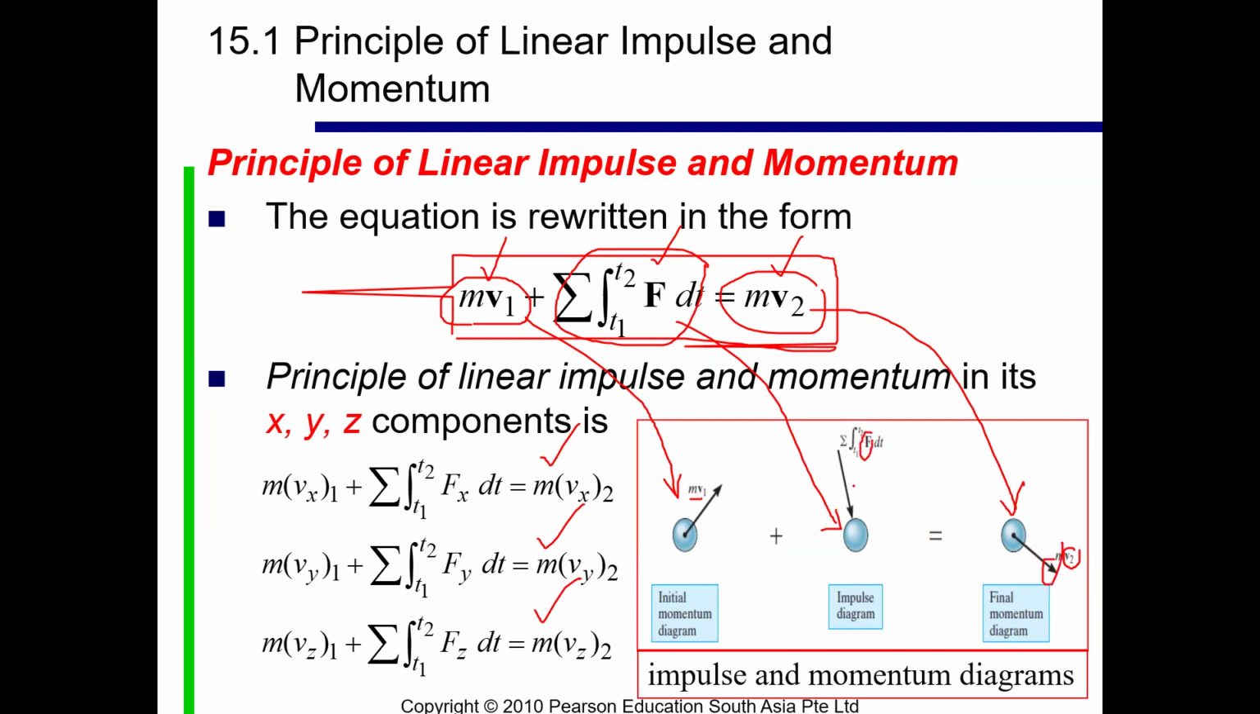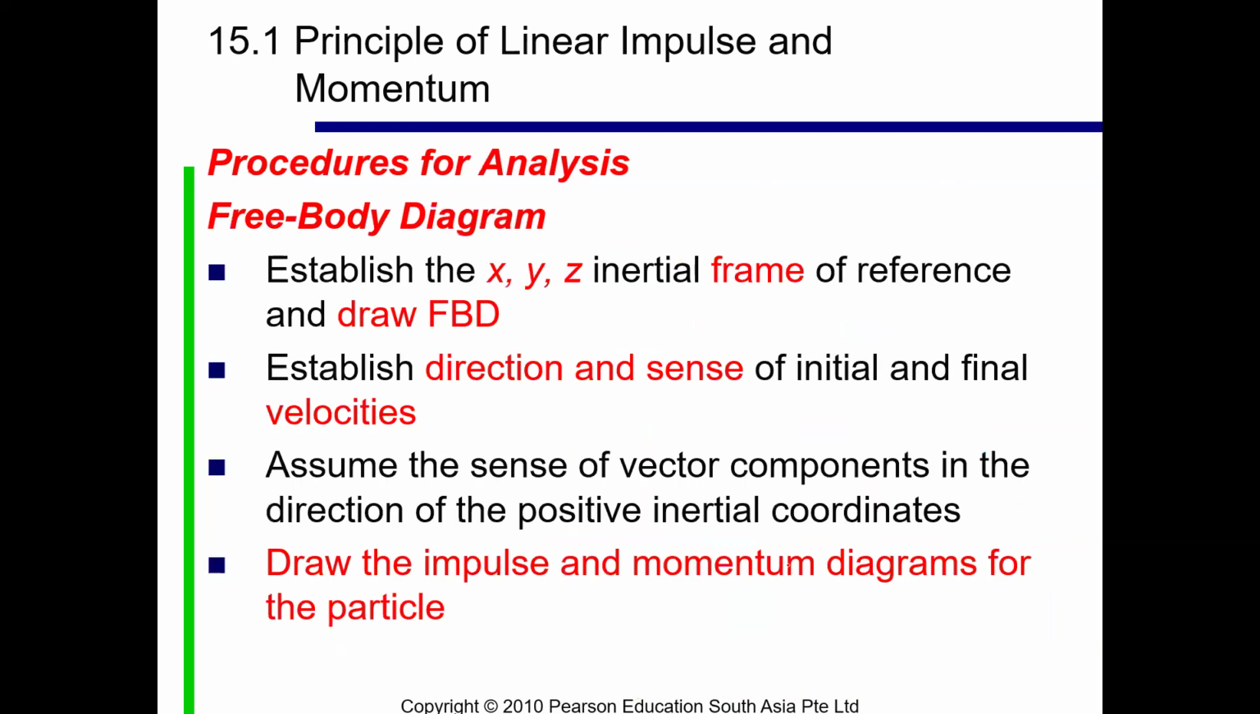Force defines the direction for the impulse as well, because this also requires a direction. So the vector notation comes from the force. Here the vector notation of direction comes from V1. Here the direction of this term comes from V2, right? So this is the idea related to the principle of linear impulse and momentum.